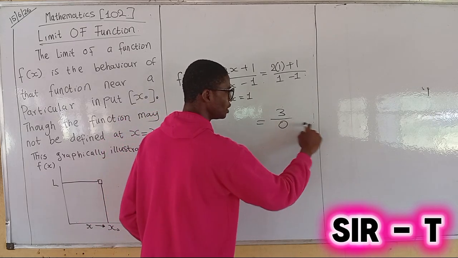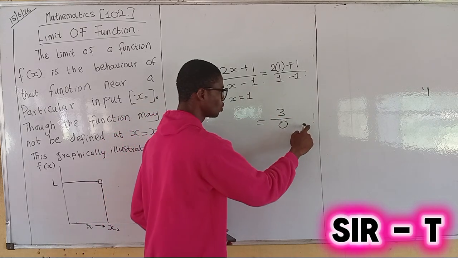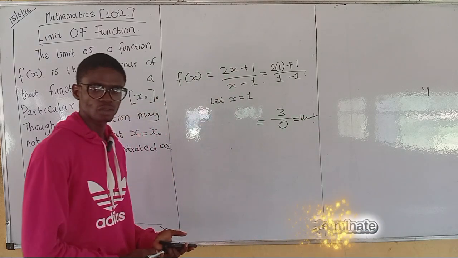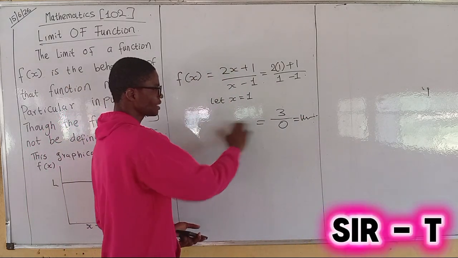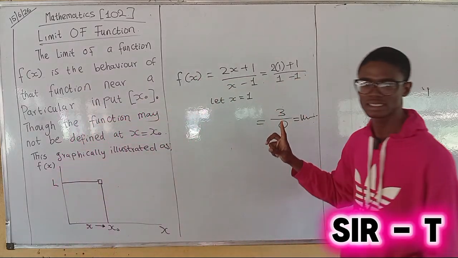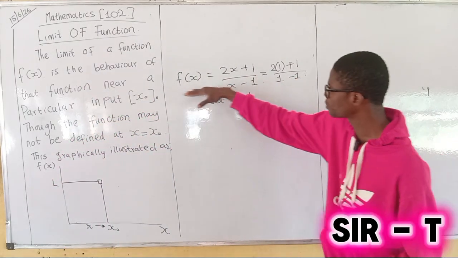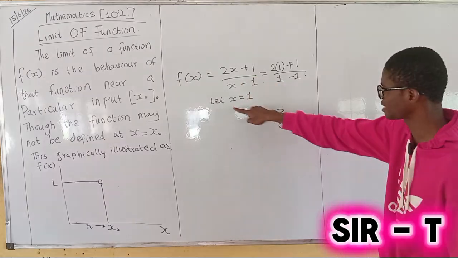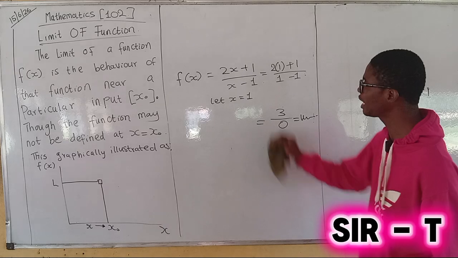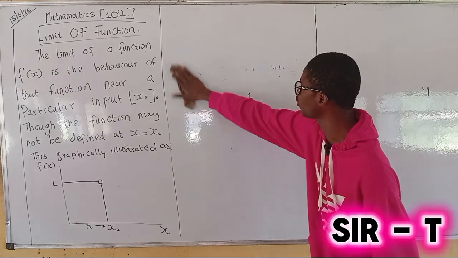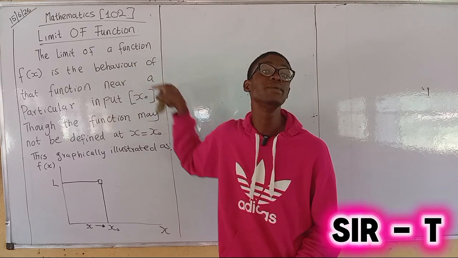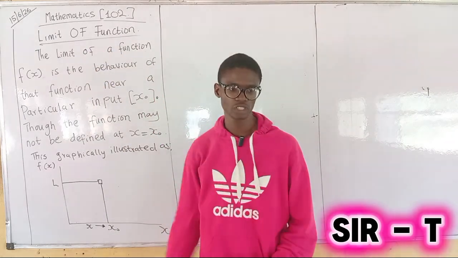Because 0 is in the denominator, this is undefined or indeterminate. You can't determine this. This is a math error. So we can't get any answer for this particular function when x is equal to 1. Do you know that this kind of case can be resolved using a concept, and that concept is what we call taking limits? That's what the limit of a function is.